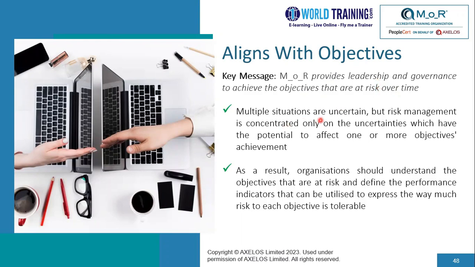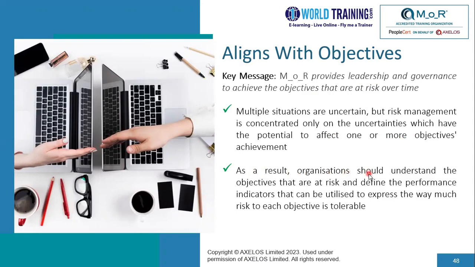Now, multiple situations are uncertain, but risk management is concentrated only on the uncertainties which have the potential to affect the achievement of one or more objectives. As I stated earlier, if we are talking about project risk management, there could be a lot of uncertainties within the organization, but what is relevant in the context of aligning with objectives is the objectives within that particular project. Any risk that would impact other objectives outside the project would not be of relevance for us.